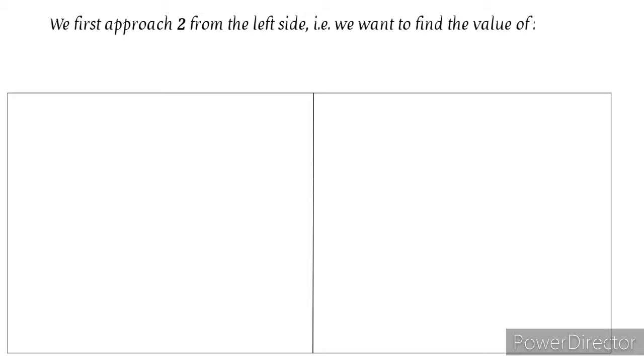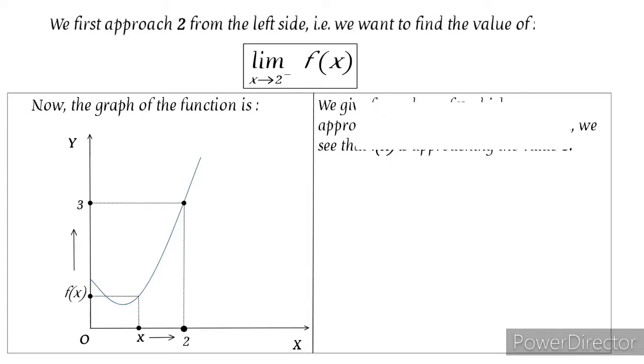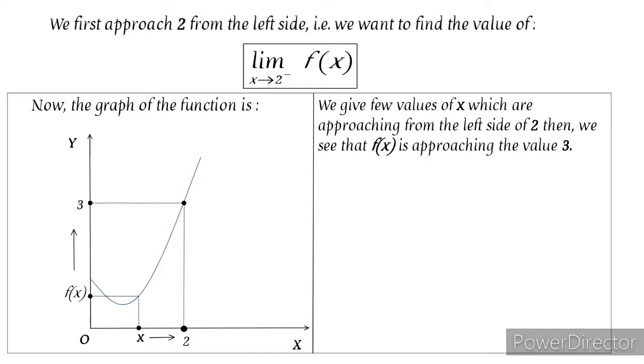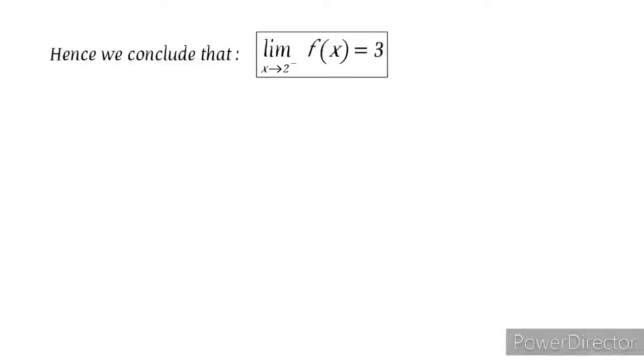Now we first approach 2 from the left side. That is, we want to find the value of limit of f of x as x approaches 2 from the left. Now the graph of the function is given below. We give few values of x which are approaching from the left side of 2. Then, we see that f of x is approaching the value 3. Observe the given data carefully. Hence we conclude that the left-hand limit is equal to 3.